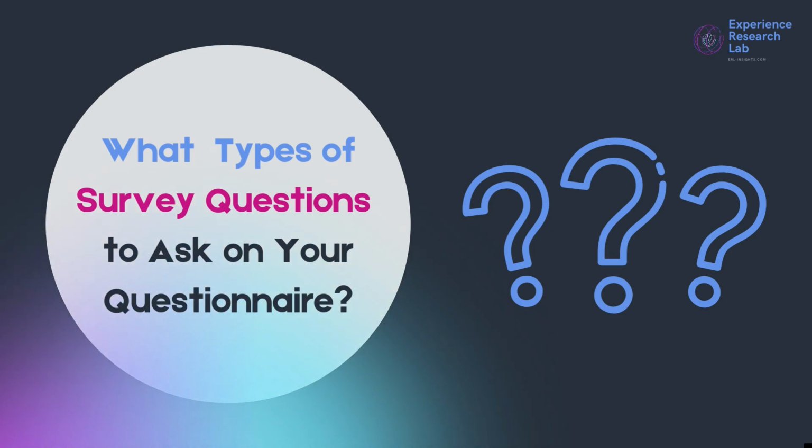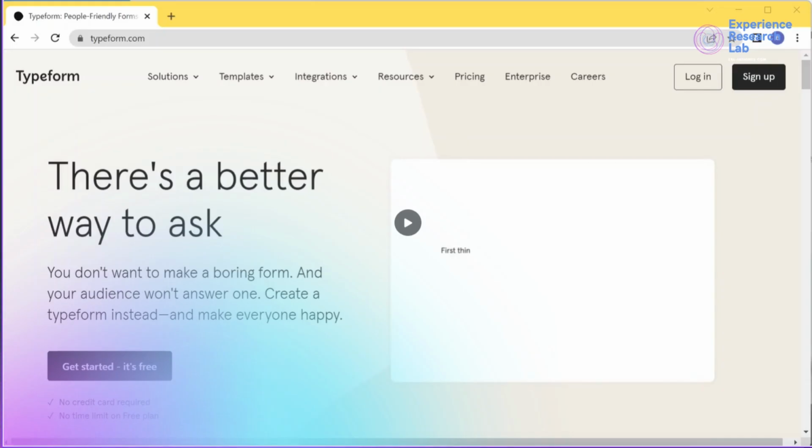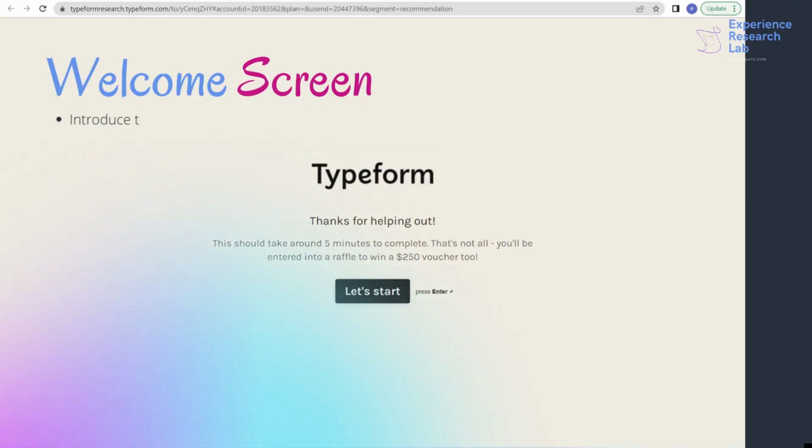Today I'll explain several types of survey questions most frequently used in a questionnaire. To help you better understand, I'll use the questionnaire created by Typeform to solicit feedback from its users, including me. So here's the flow. The first one is the welcome screen.